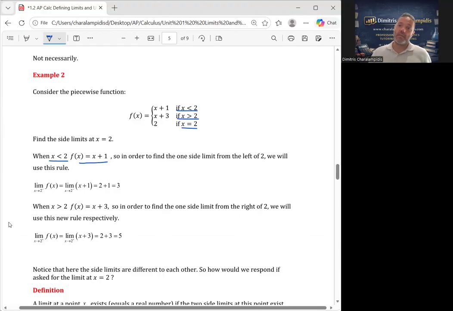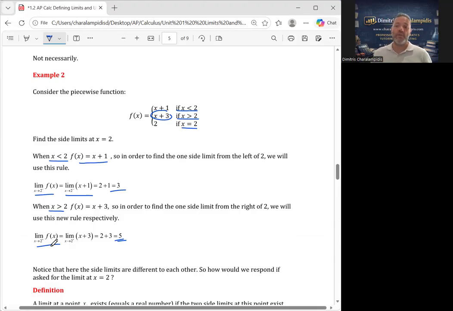Therefore, the limit of f of x when x is approaching 2 from the left is the limit of x plus 1 when x tends to 2 from the left, which would be equal to 2 plus 1 equals 3. Similarly, when x is greater than 2, in order to find the limit, we need to use the limit from the right. This time, we would be using x plus 3, and by substituting, we would get the value of 5. Notice here that these side limits are different from each other.